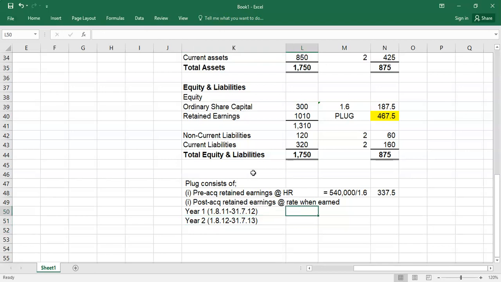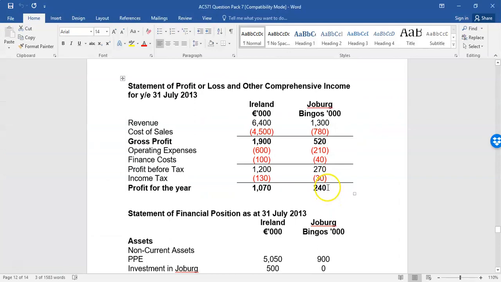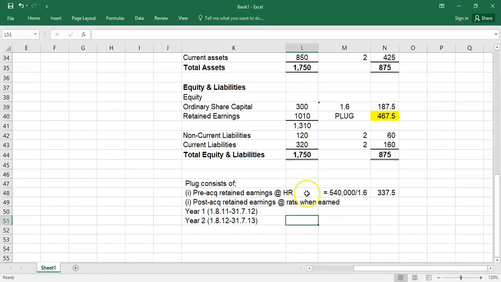So what I'm trying to show you there is there's 2 different post-acquisition periods. And that's what complicates things when you're dealing with a prior year acquisition. You have year 1 and you have year 2. Now year 2 post-acquisition retained earnings are straightforward. They are the profit for the year 2013, 240. But you have to actually be able to work back and figure out what the post-acquisition profits last year were.